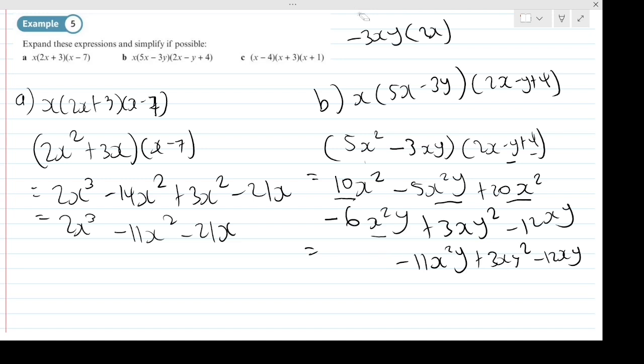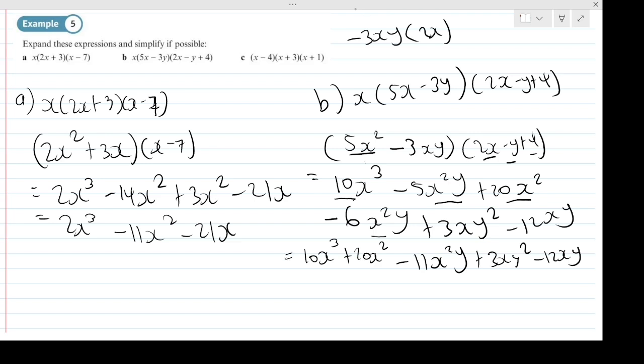Oh, correction. My apologies. The first bit, 5x squared times 2x, is 10x cubed. There we are. So instead, this will be 10x cubed plus 20x squared. Okay. There we go. Spotted that. So yeah, it's a good idea to double check your workings and that you've expanded it right, especially when you've got more complicated expansions.